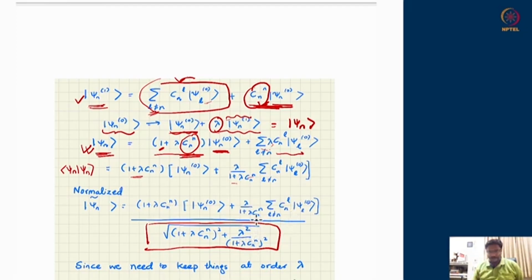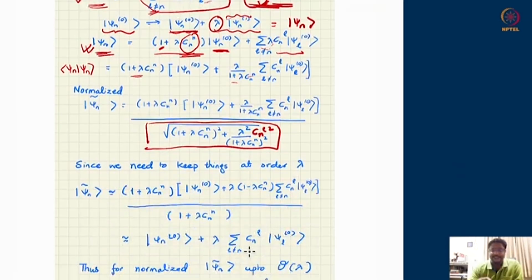Just a second, I will get a CNL squared here as well. Okay, all right. Now, this is the answer which is obtained after normalizing the state. So the normalized corrected wave function should be this whole expression.